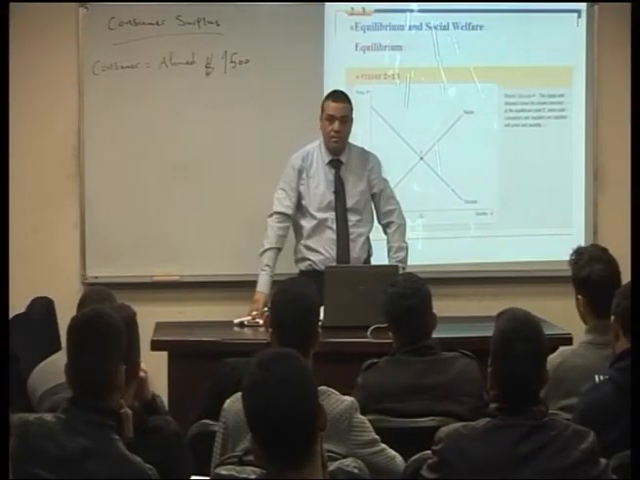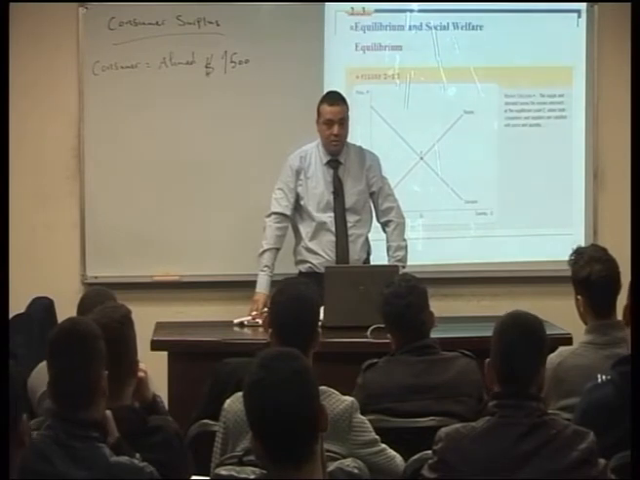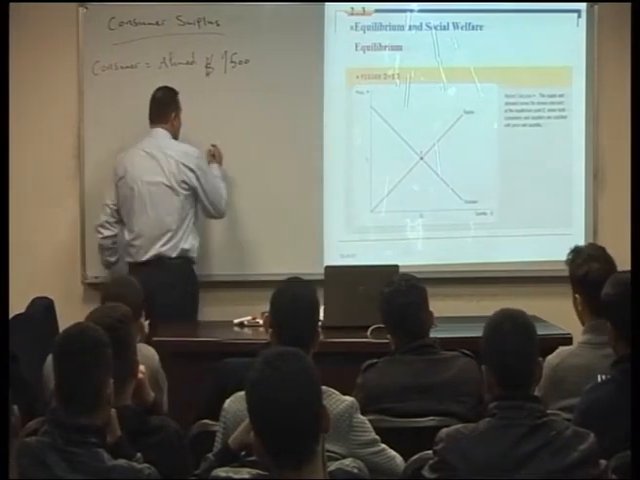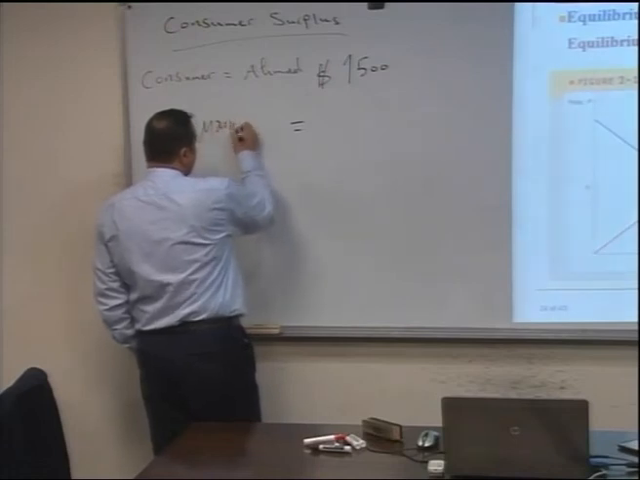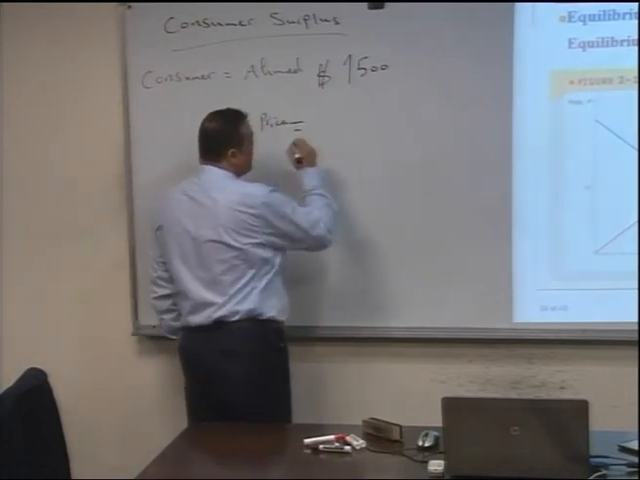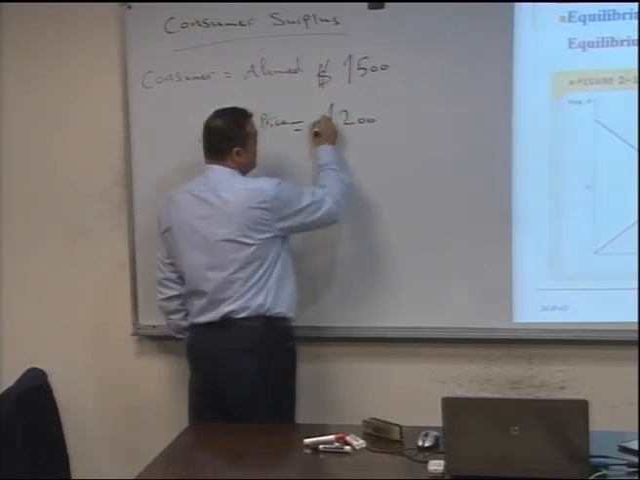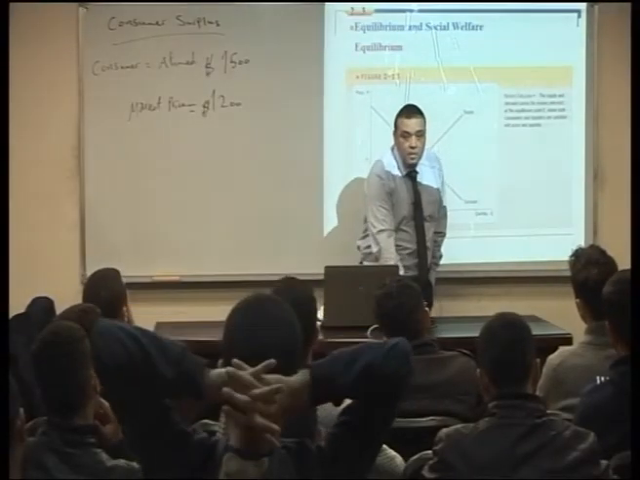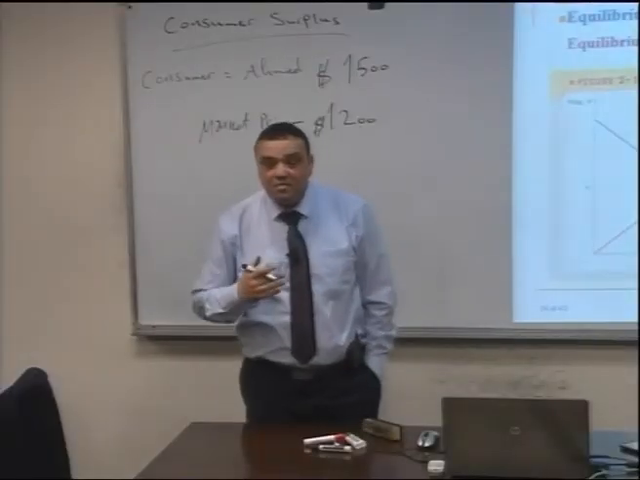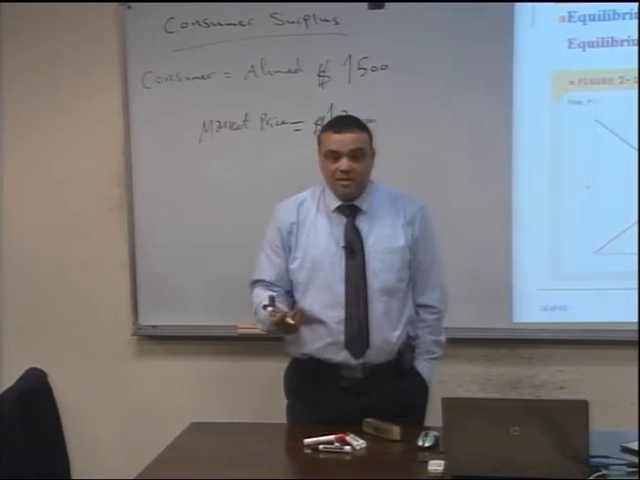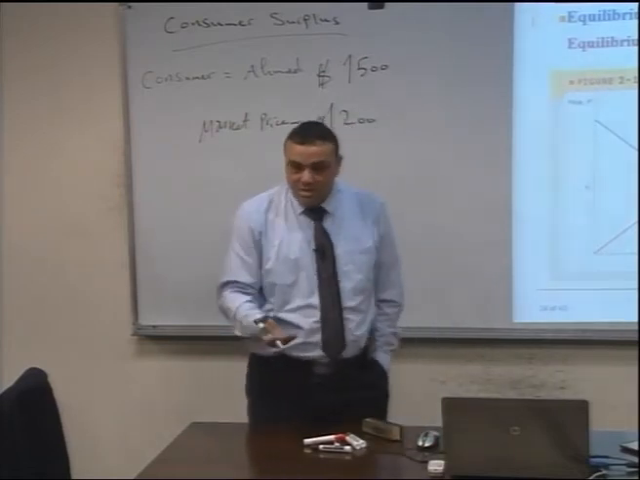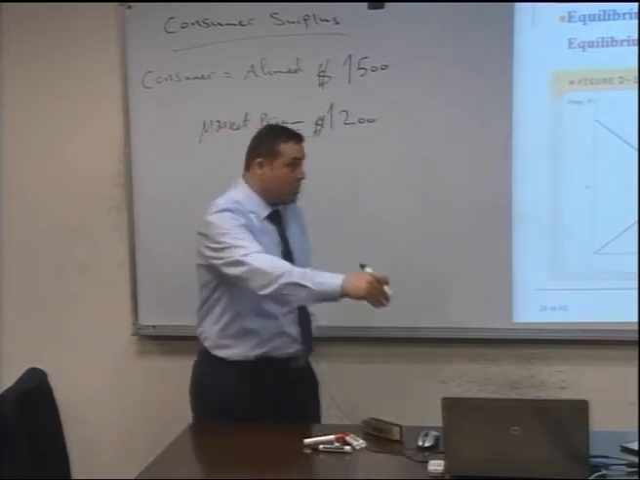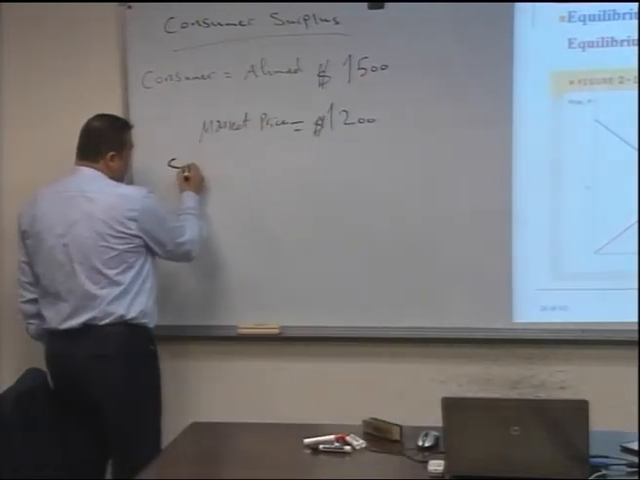He went to the market and suddenly he finds that the actual market price for the motorcycle equals $1,200. This is the real price in the market. How much is the welfare here for him? Of course he is happy. The welfare for the consumer here equals $300.